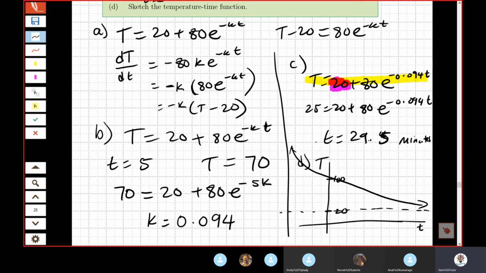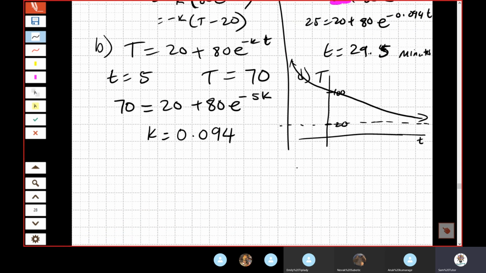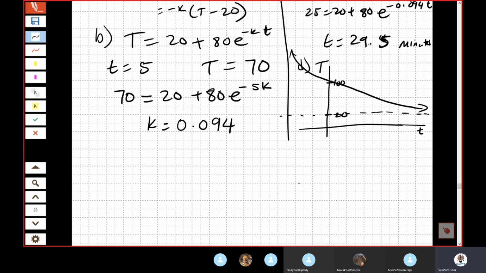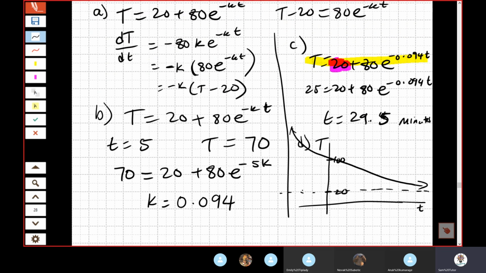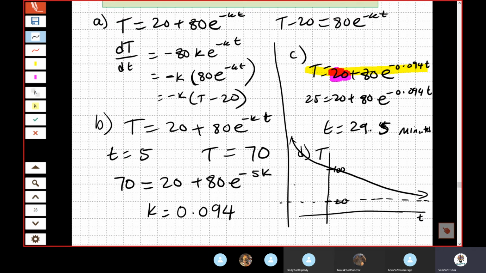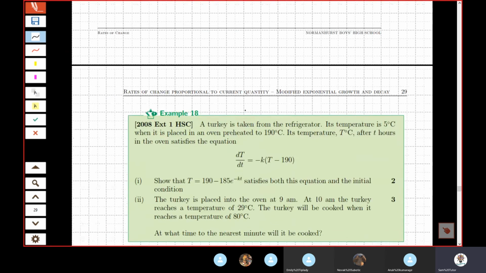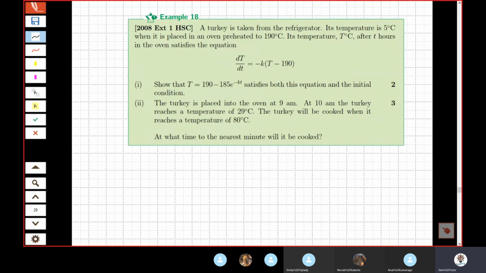Done. That's really as hard as it gets. And that was part of the Extension 1 Year 12 course. So they just added an extra variable, but the math doesn't really change. Here it is, 2008 Extension 1 HSC. I might just give you guys maybe 5 minutes to try that on your own, and then we can do it together. Part one doesn't change, and then we'll do part two. Really try it out.